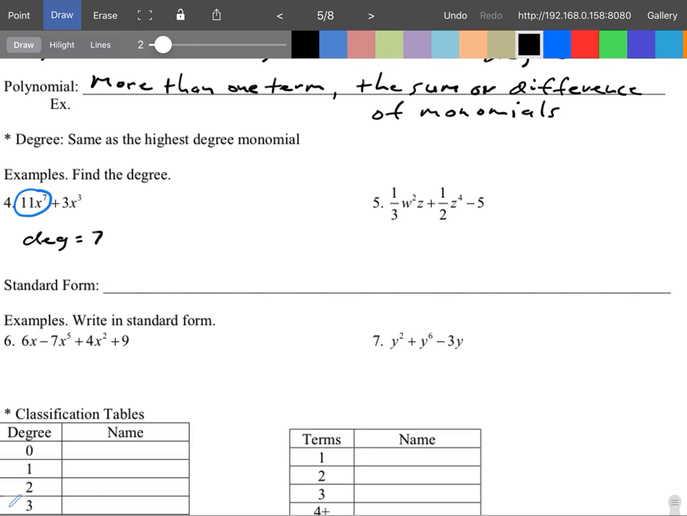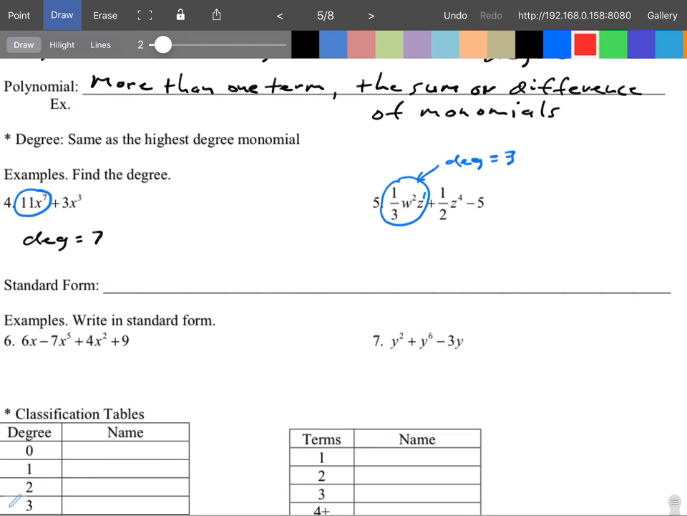Thank you. So if you look at the first term here, you've got w to the second times z to the first. So the degree of that first term, well, you got to add the powers together, right? If you've got two variables multiplied together, you have to add the powers together in order to get the degree of that term. So the degree of that first term is 2 plus 1. So that's degree 3.